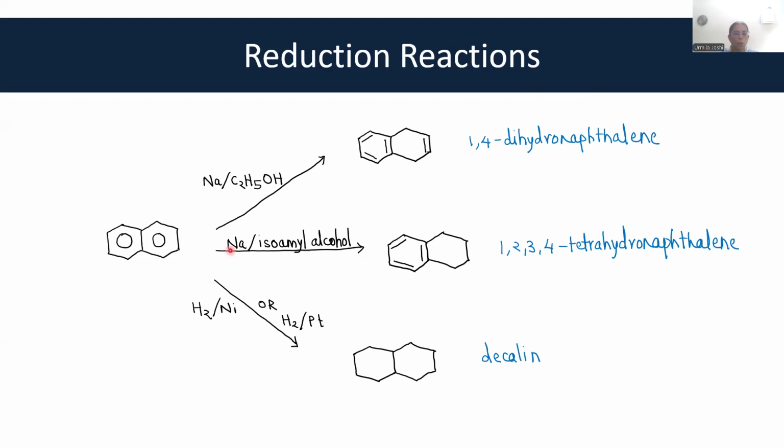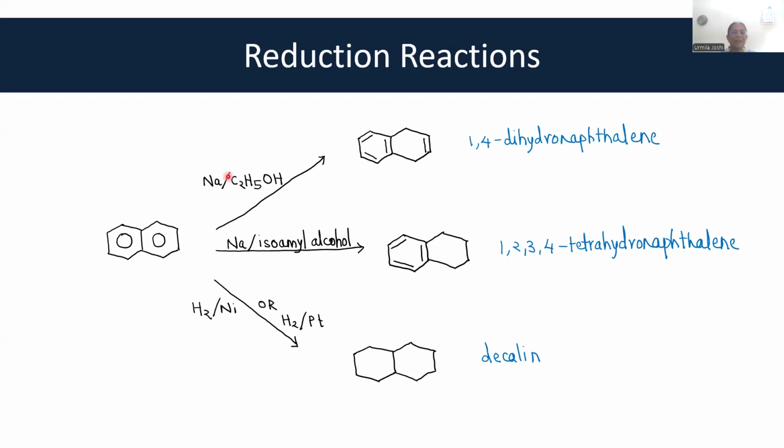Okay. When naphthalene is treated with sodium and isoamyl alcohol, both the double bonds are reduced and it gives 1,2,3,4-tetrahydronaphthalene. When naphthalene is treated with hydrogen and either platinum or nickel, this is a very strong reducing agent, a very strong hydrogenating agent, and therefore decalin is formed.